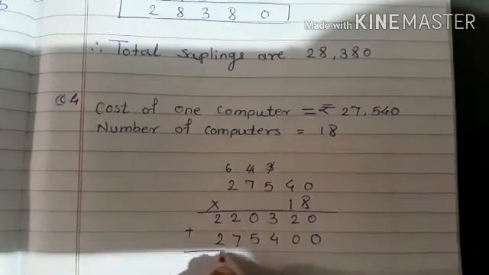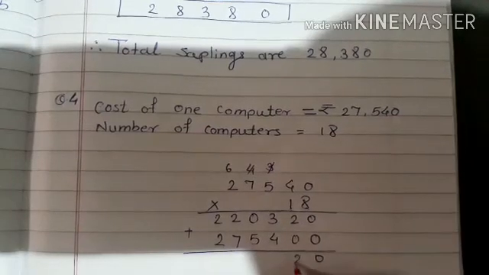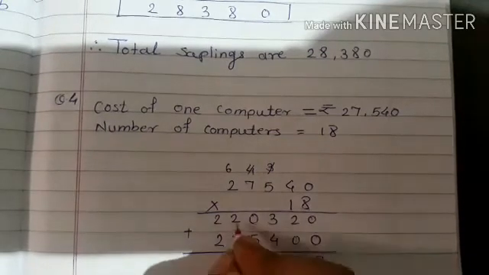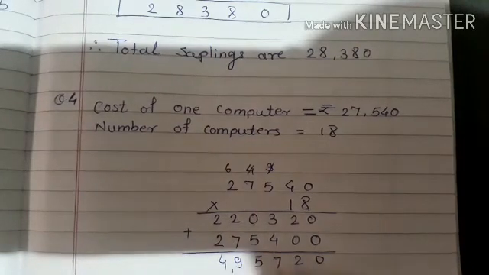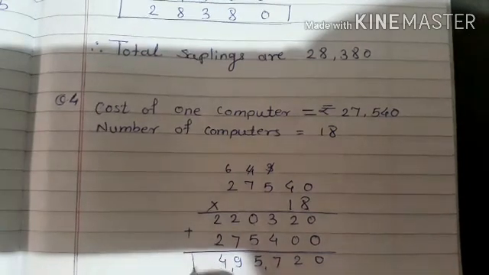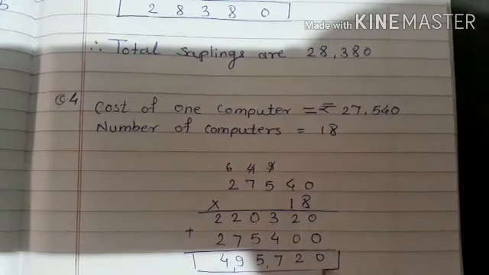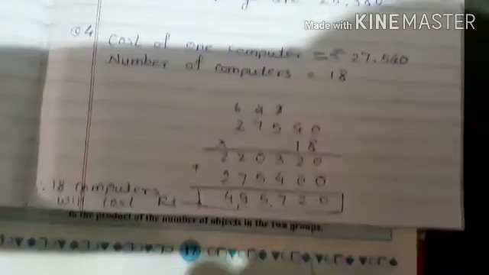Now we have to do the addition. So 0 plus 0 is 0. 2 plus 0 is 2. 3 plus 4 is 7. 0 plus 5 is 5. 2 plus 7 is 9. And 2 plus 2 is 4. So what is the cost for 18 computers? Yes, 4,95,720. 4,95,720 is the cost for 18 computers.